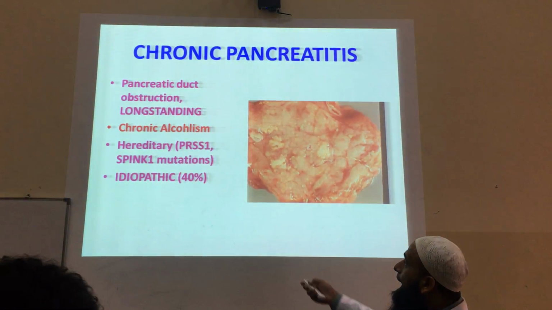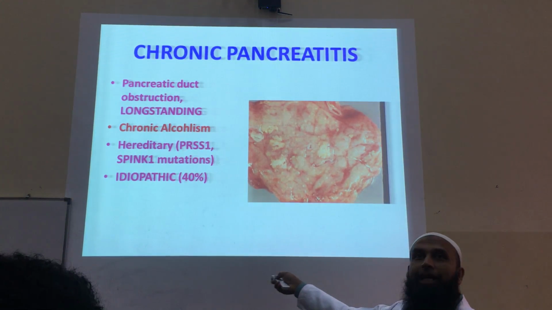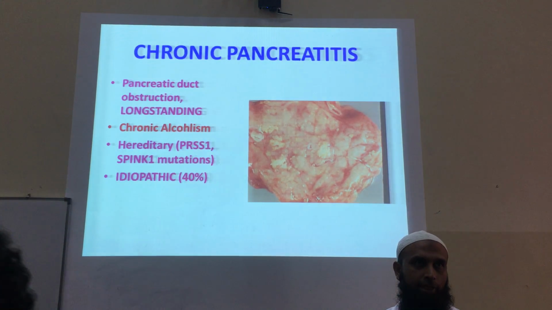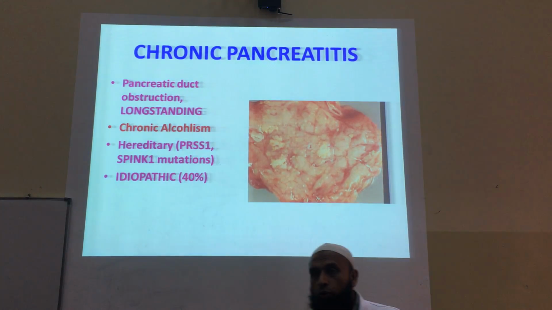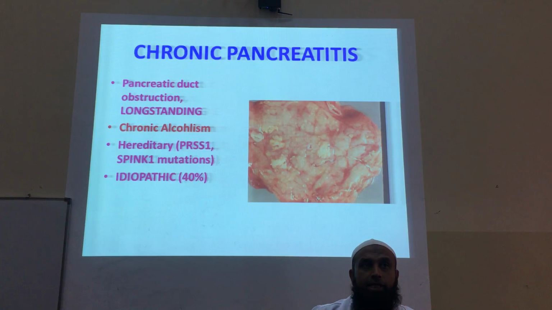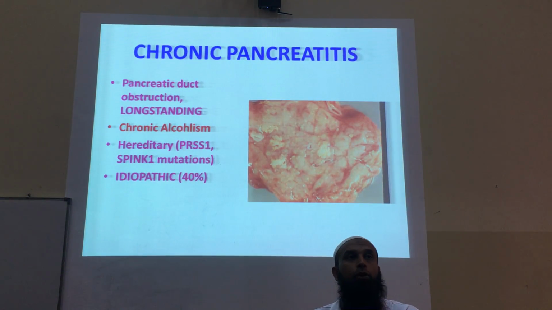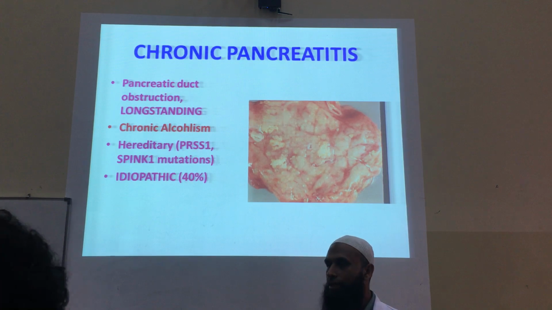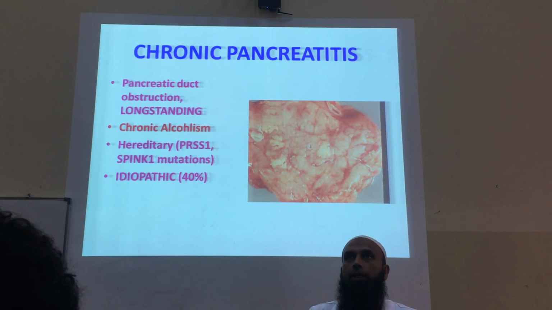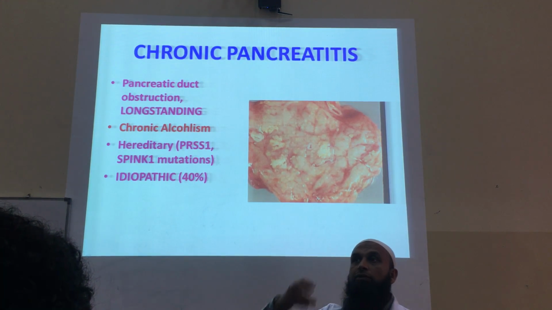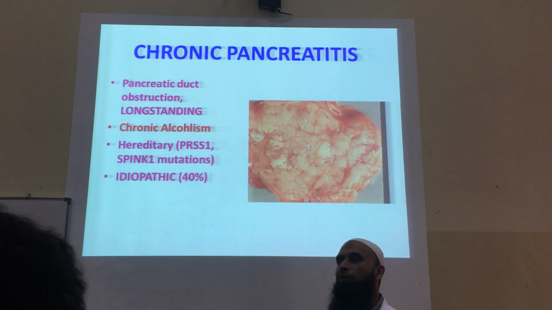And again you will see that idiopathic is more common here, sometimes 40%. And here actually the stone is small. It has slipped, but it is still not completely blocking as happens in acute. In acute, it will come and completely block suddenly. Here, the stone will be small in size. It will allow some secretions to go and some will be blocked.